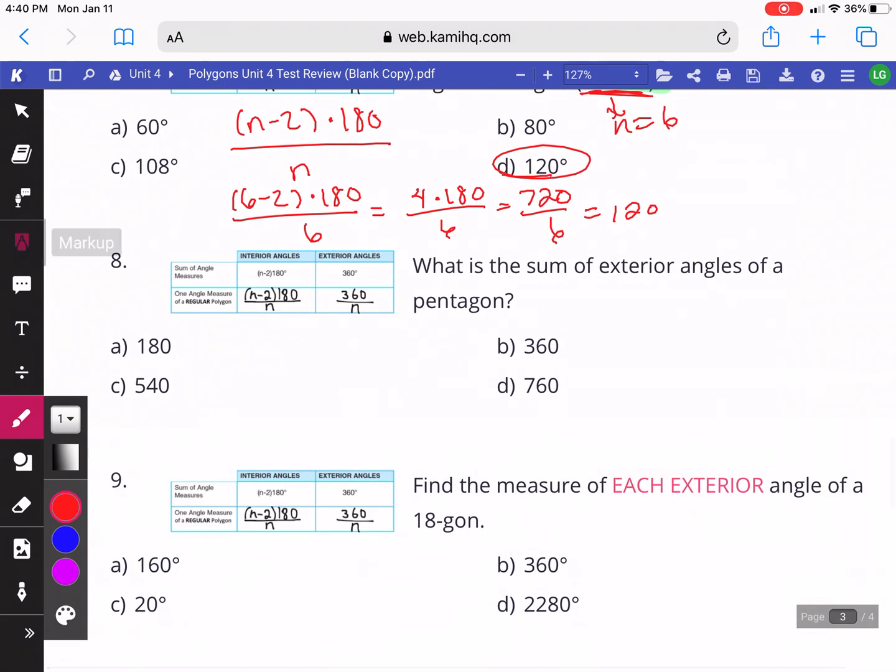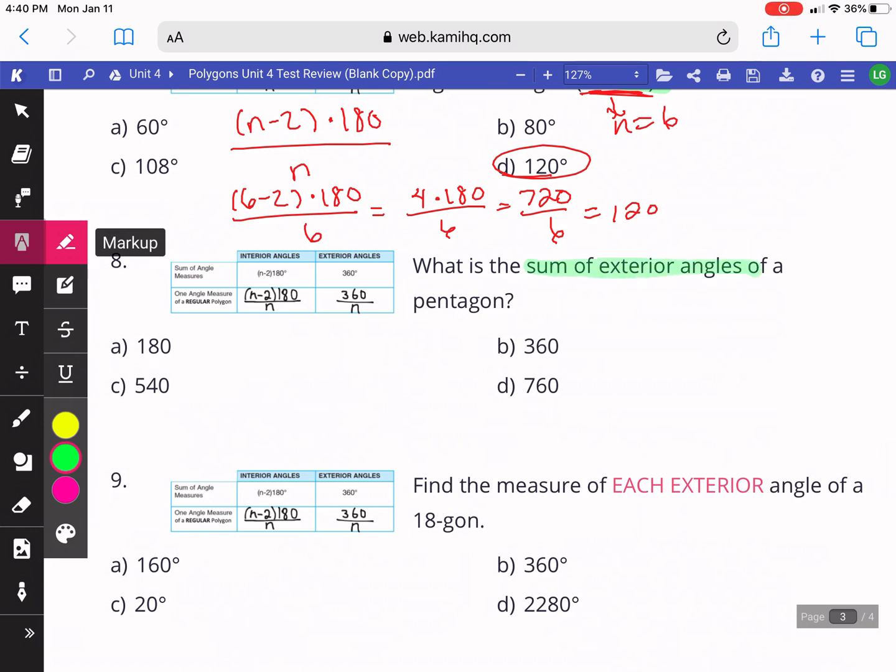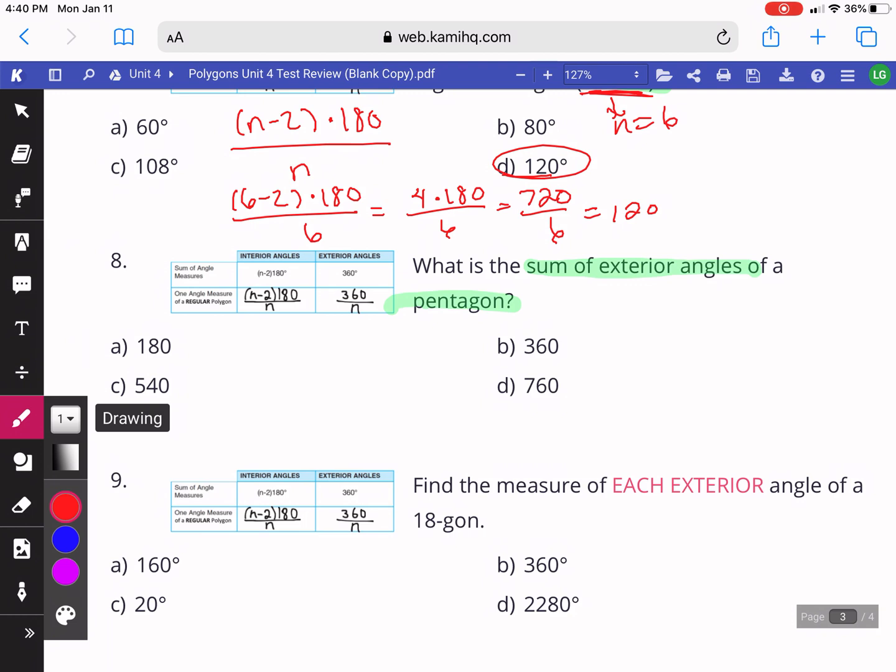Question 8 wants the sum of the exterior angles of a pentagon. Well, a pentagon has 5 sides, but that doesn't matter. Anytime you're doing the sum of the exterior, it's always going to be 360 degrees. Doesn't matter how many sides there are. So if it says sum of exterior, it's always 360.